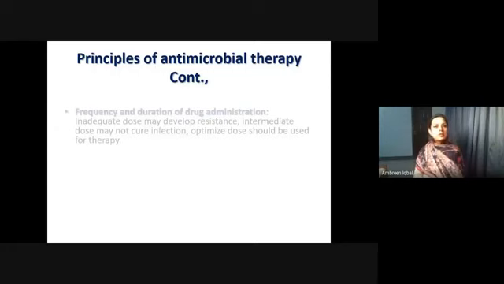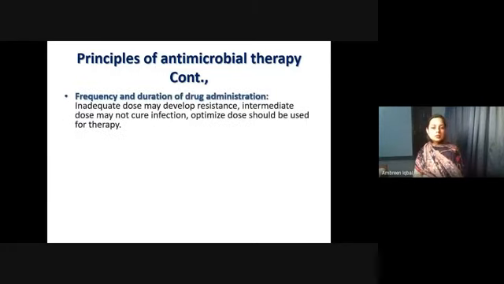The next principle is the frequency and duration of drug administration. That means how frequently you must take this drug, and for how long you must take this drug.